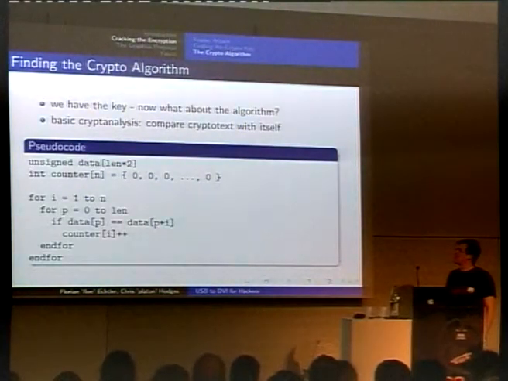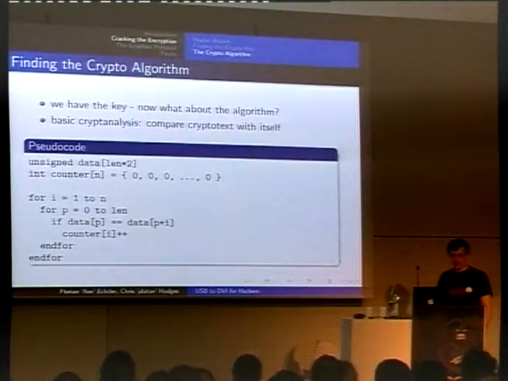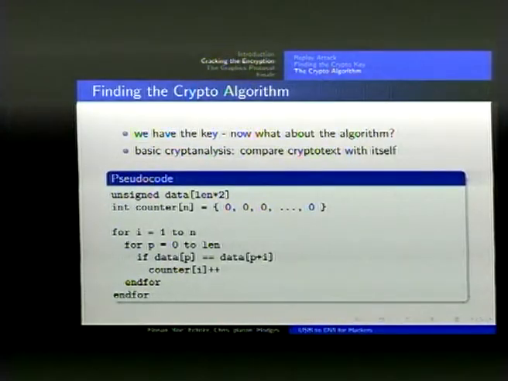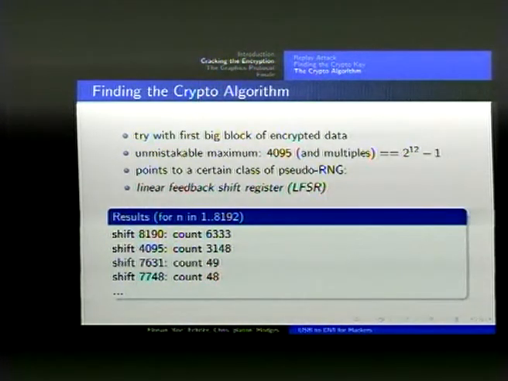So we tried some very basic cryptanalysis, which is just to compare the crypto text with itself, shifted by a certain length. So you take some buffer of crypto data, and for half of the length of this buffer, you just compare the byte in location 1 to the byte in location 1 plus some certain offset. And if these bytes are equal, then you increase a counter. And the results were quite convincing. So you can see them here. These are sorted by count.